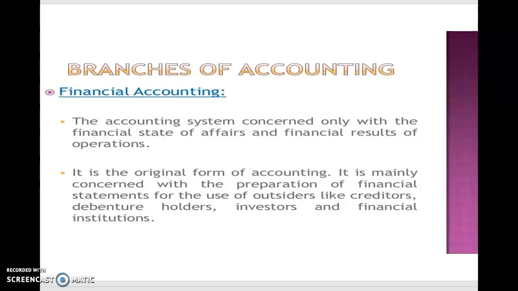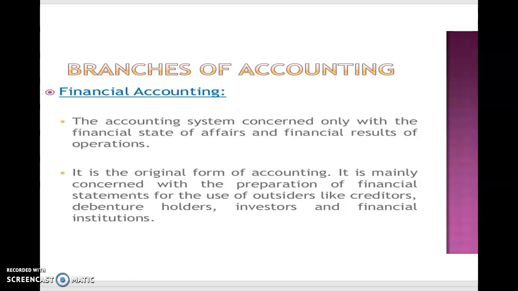Accounting has a number of specialized areas, so it is called by the specialized area, and accounting is the last word for that. For example, first it is financial accounting. Let's understand the meaning of financial accounting. The accounting system concerned only with the financial state of affairs and financial results of operations. In class 11, as well as in class 12, whatever you will study is called financial accounting. Financial accounting is basically concerned with the recording, classifying, summarizing, and interpretation of the results of the financial transactions.